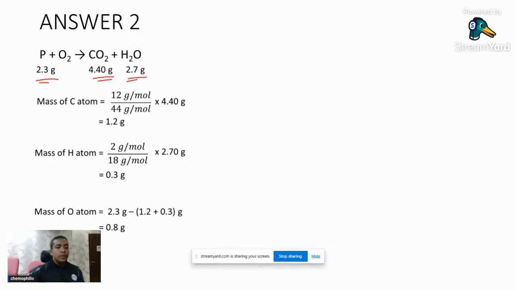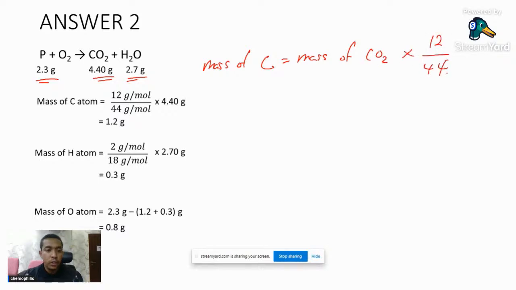So to find the mass of carbon when you have combustion, don't forget the formula will be the mass of carbon is equal to mass of the CO2 times 12 divided by 44. So that is why mass of CO2 here is 4.4 and molar mass of carbon is 12. This is molar mass of carbon. And this is molar mass of CO2. So that's why the total is 12 divided by 44. So you press the calculator, you get 1.2 gram.